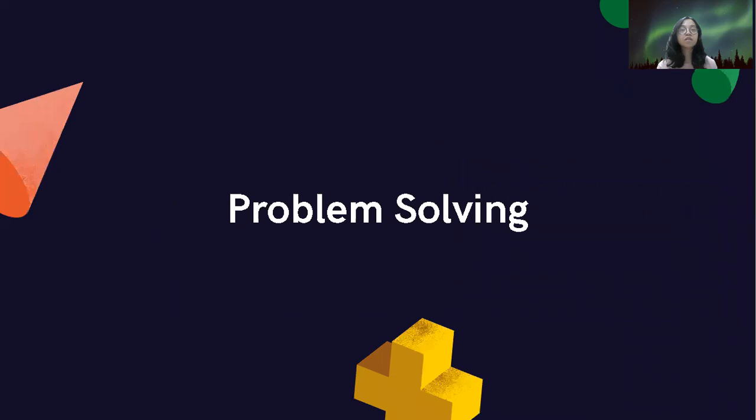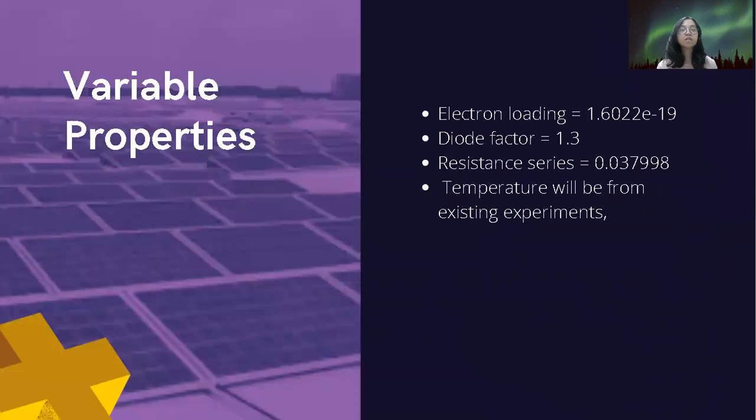Okay, so this is the problem solving part of the paper. First, here are the properties, the variable properties that we will be using to count the PV solar panel initial current. First, we need the electron loading, the diode factor, the resistance series, and the temperature will be from existing experiments. And these factors will get us the initial current.